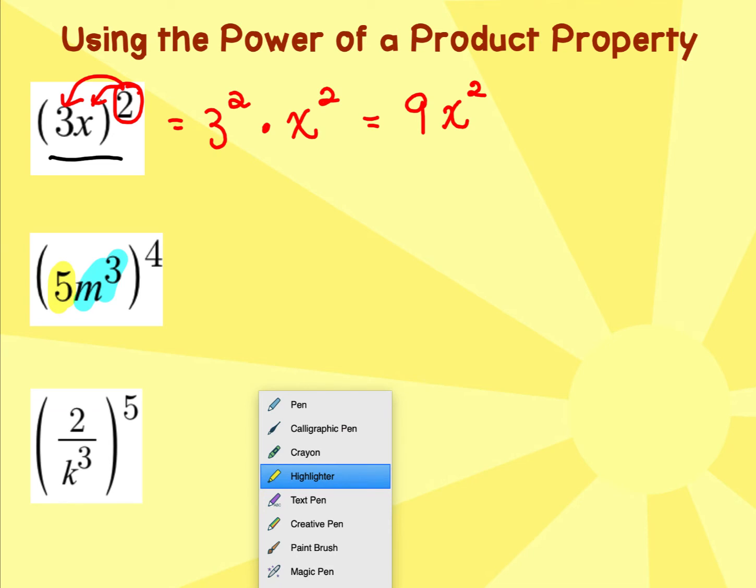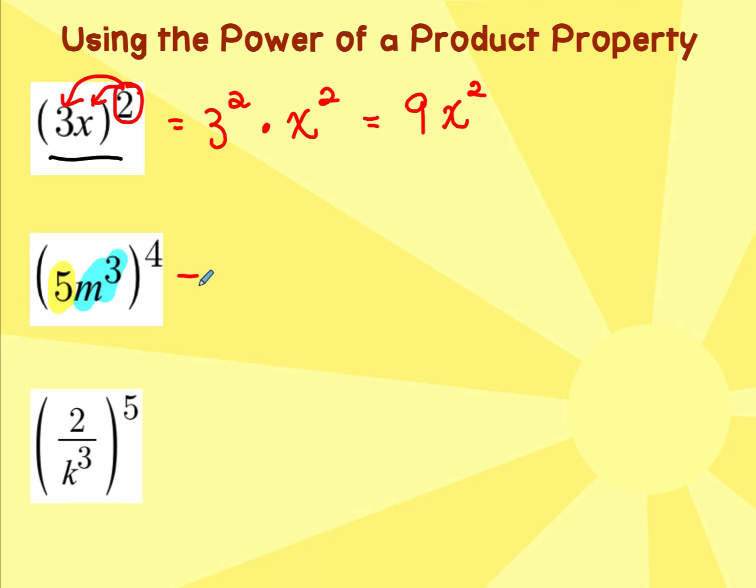The first thing I'm going to do is raise 5 to the 4th power. So I'm going to rewrite this as 5, and I'm going to raise it to the 4th power. And then I'm going to multiply it by m to the 3rd, which is my second base. M to the 3rd. And then I'm going to raise m to the 3rd to the 4th power.